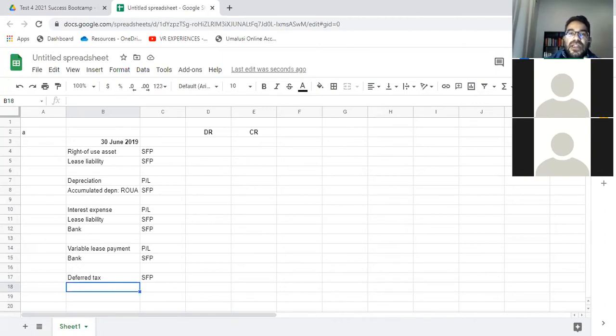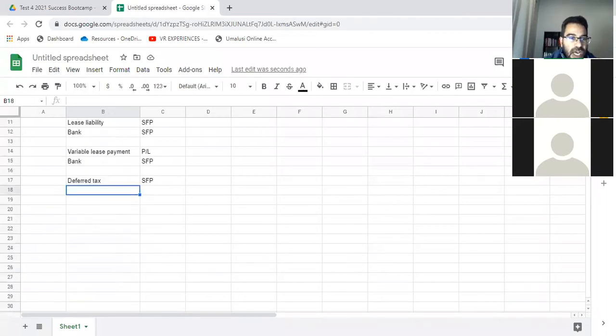Please take note. Similarly, if they don't tell you to ignore narrations, then you must do narrations. Now, if they don't say ignore comparatives, then you must do comparatives. So if they don't say ignore deferred tax, then make sure you bring in deferred tax if you have journal entries. Okay, so now we can do our working.